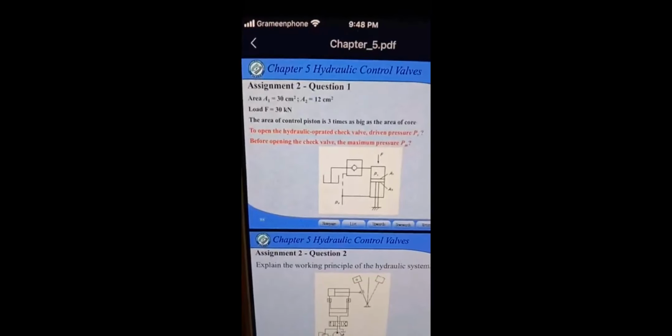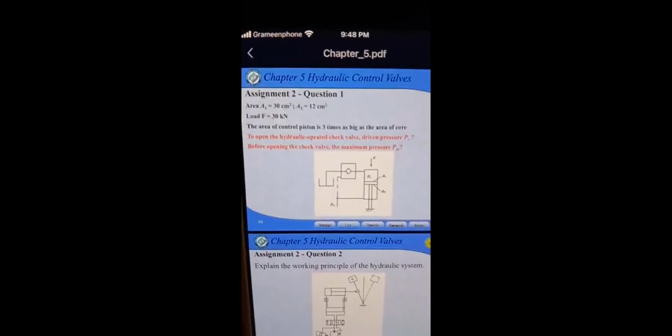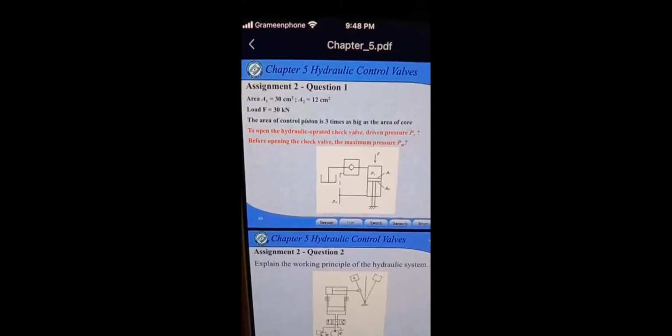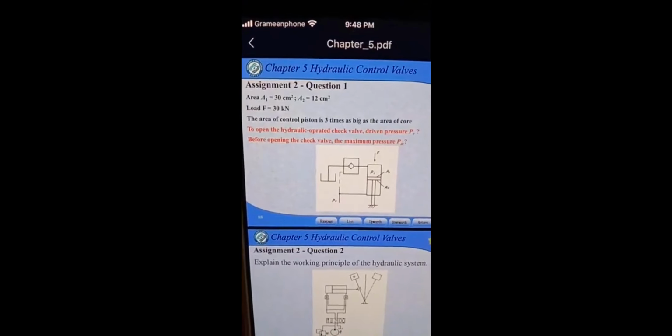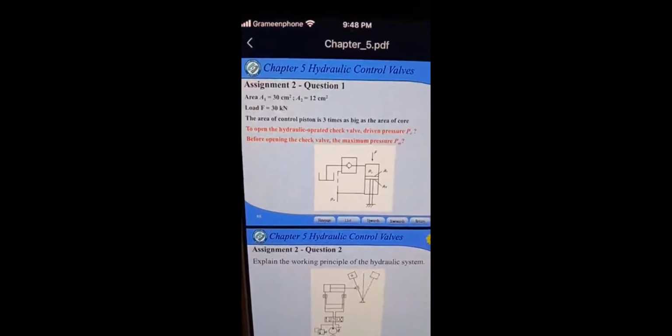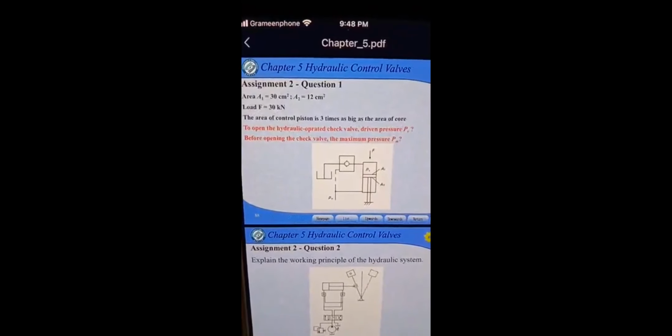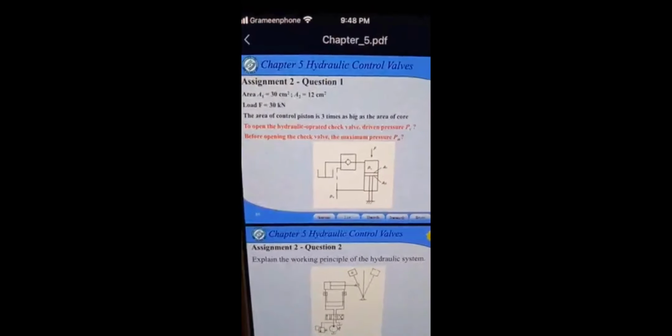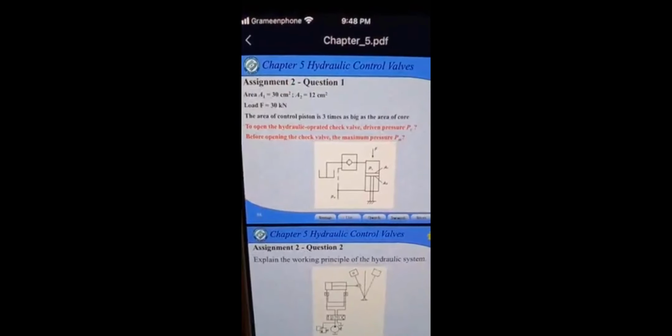Yes, ma'am. For the first question, it says area: here given area A1 equal to 30 centimeters square and A2 equal to 12 centimeters square. And for the load, we have given 30 kilonewton. And this statement says the area of the control piston is 3 times as big as the area of the core. For this, we need to find the driven pressure, that is P2, and we need to find the maximum pressure.